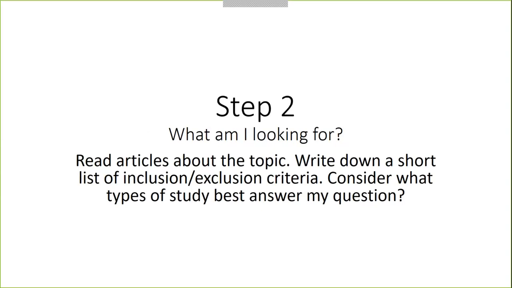And then the next thing you wish to do at this point as well is think about what types of study might best answer your question. And by that I mean, are you going to be looking primarily for randomized trials, or is this something that, for ethical reasons perhaps, it's impossible to randomize the study population? So maybe you'd be looking for, say, cohort studies and observational studies that follow a group of patients over time. And so that can help determine what you wish to review as well.